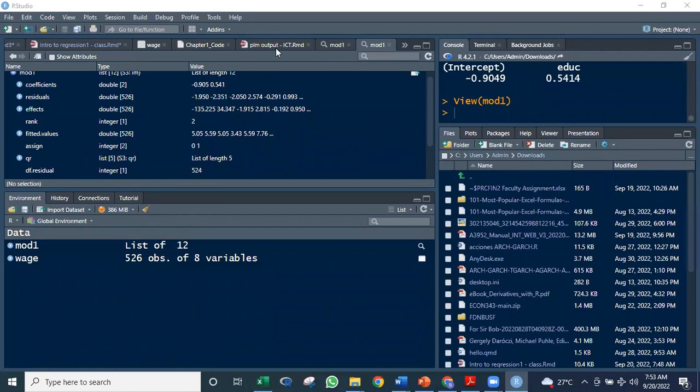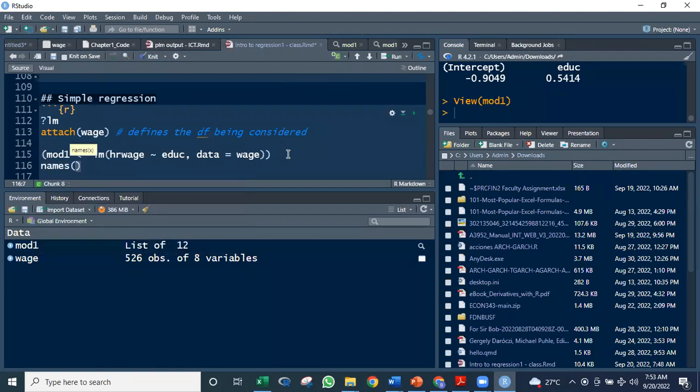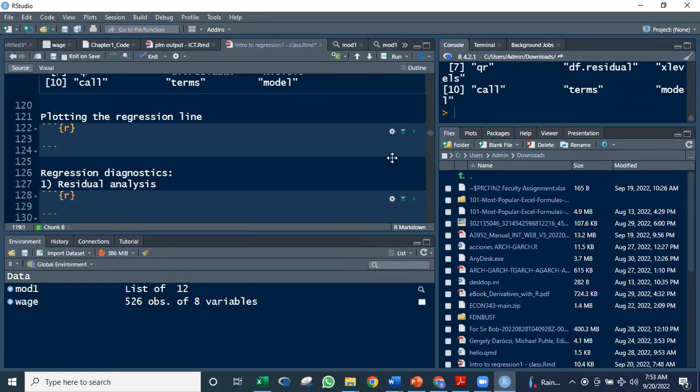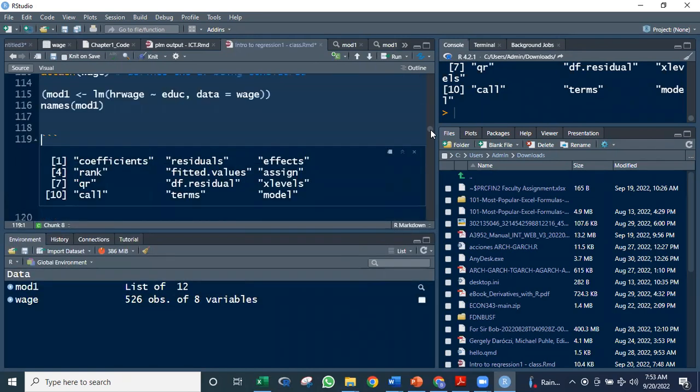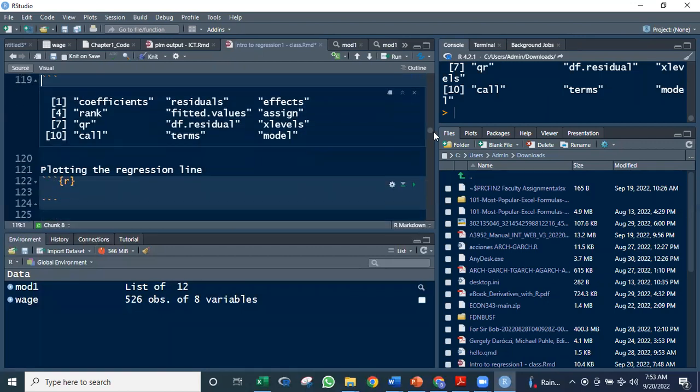All right, so where's our, here. Let me put this here, okay? And we can identify what are the elements of mod 1 by using the names function here, control enter. And these are the elements of your mod 1 object, your regression output.